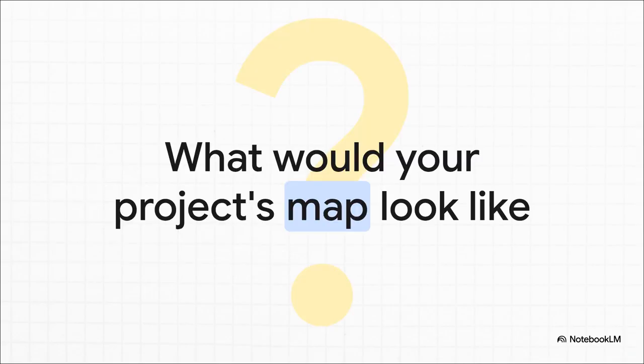Look, the C4 model gives you the tools to create that shared understanding. It offers a really clear, pragmatic way to turn architectural chaos into clarity. So the question I want to leave you with is this: what would your project's map look like? And who could you help guide with it?